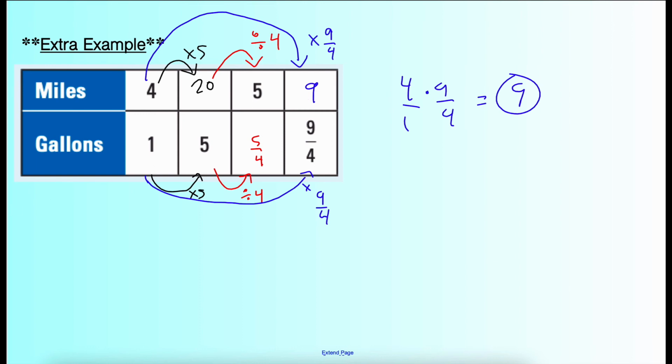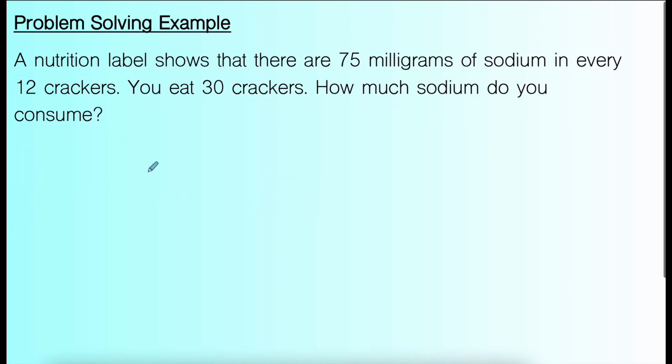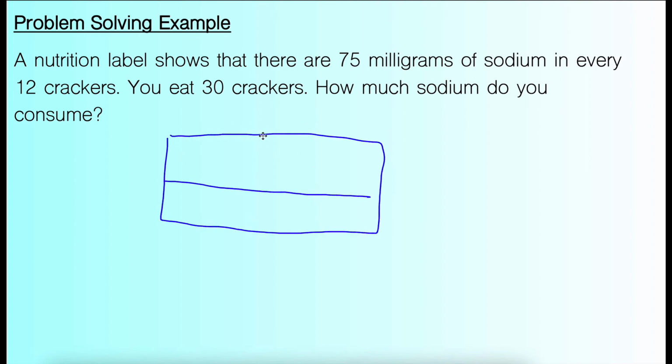All right, last example that I'm going to do with you before I cut you loose is a word problem, because why not? This problem says that a nutrition label shows that there are 75 milligrams of sodium in every 12 crackers. So if you looked at the back of a box of crackers, it might say something like that. Now you don't stop at 12 crackers, you're hungry, you want a good snack, you eat 30 crackers, and you want to know how much sodium you consume. There's plenty of ways that you could solve this problem. One way, though, is organizing your data in a ratio table. So I'm going to set that up real quick. It takes 2 seconds, it's not that hard.